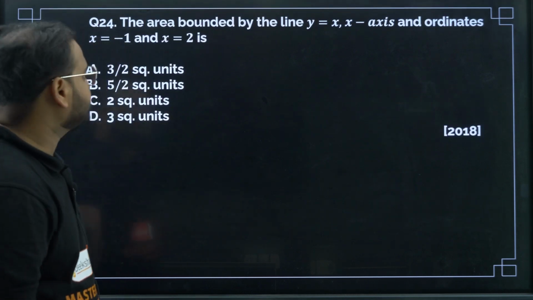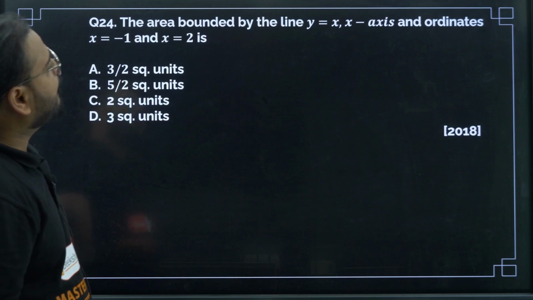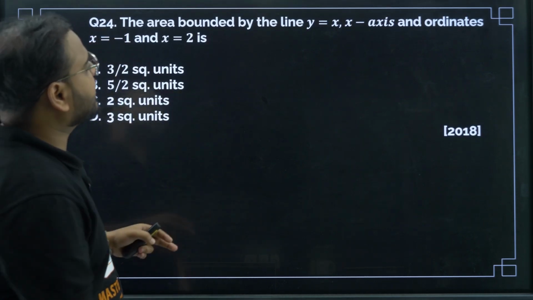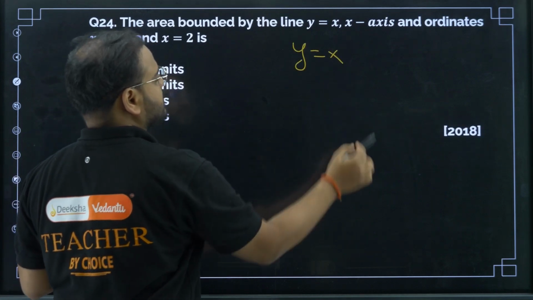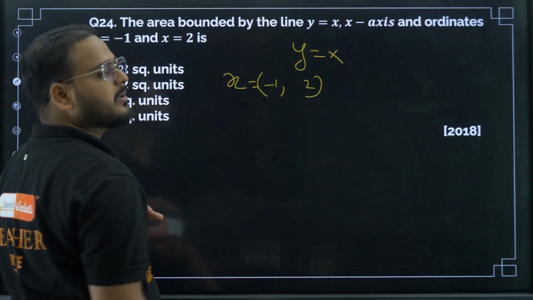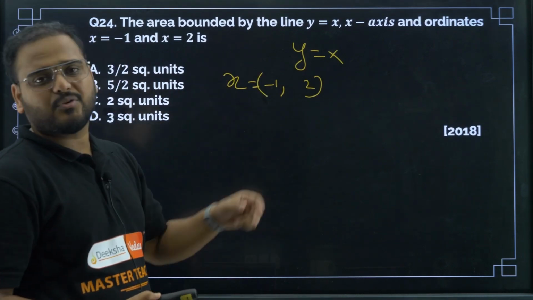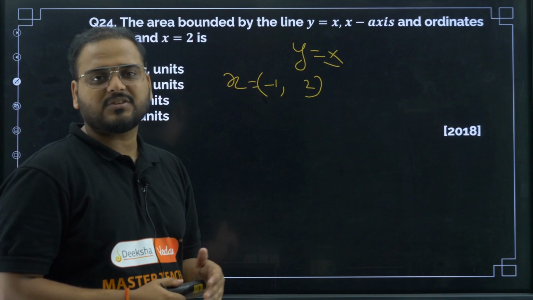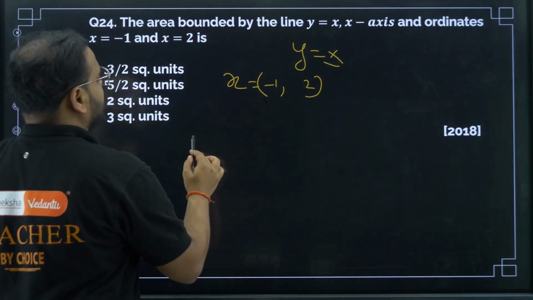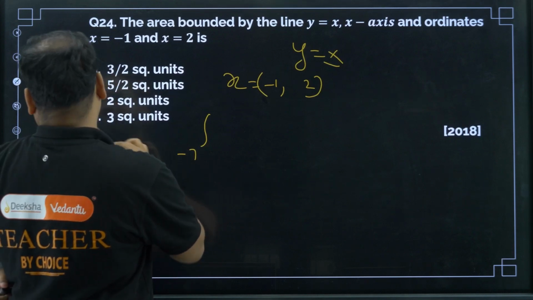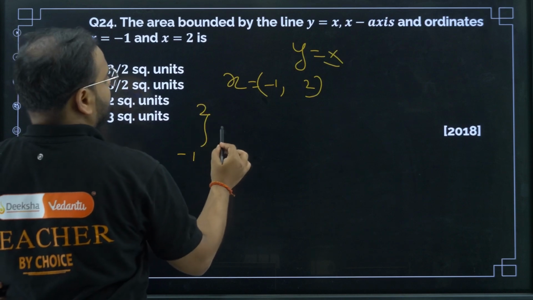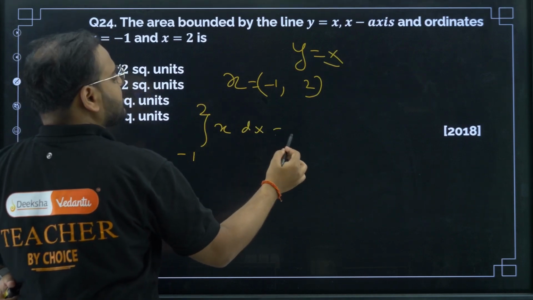Question number 24. The area bounded by the line y equal to x, x-axis, and the ordinates minus 1 to 2. Arey, check here. What's the function? Function is y equal to x. What's the limit? Limit is x equals minus 1 to 2. This is the limit. From minus 1 to 0, it will be negative, no? What is the function? Negative, right? So I have to take a modulus over here. So I can write this integration. This integration is given like this. I'll tell you. Minus 1 to 2 x dx.